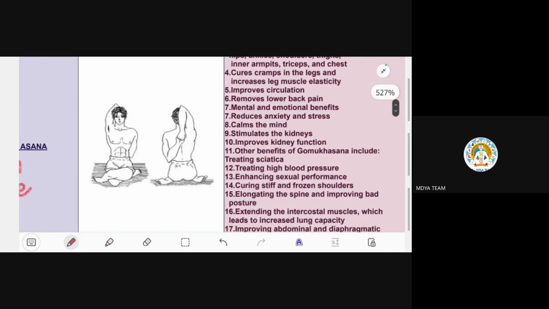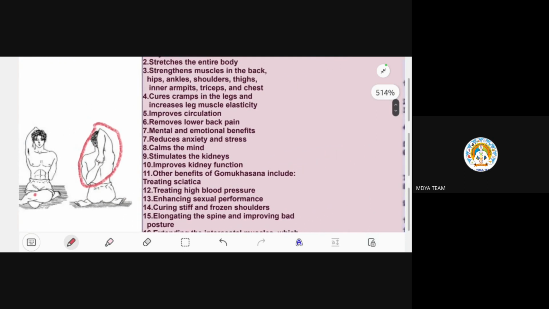Though in so many Hatha texts you won't find this posture, I mean, this step is not there. The hands are on the knees, both hands on the knees. In so many Hatha texts you will see this.